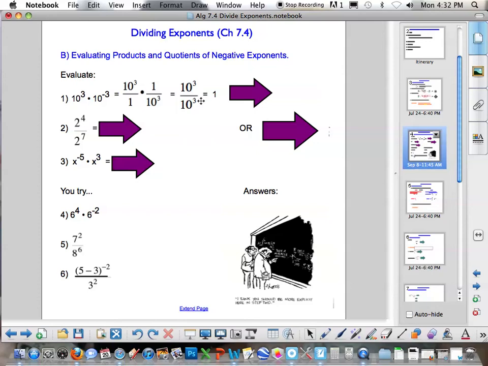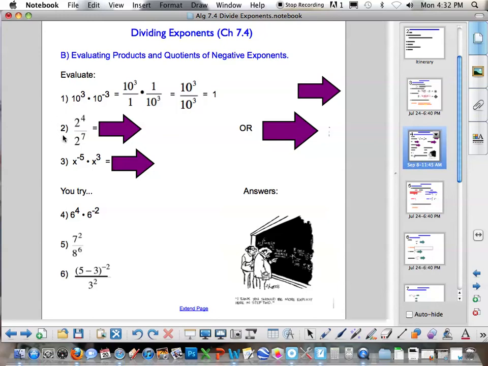Some of you might see, Ms. Pasha, I could have gotten that earlier by adding these exponents, right? Same base, 3 plus negative 3 is 0. 10 to the 0 has to be 1. So with a lot of these problems, there's different ways you can go about getting the same answer.